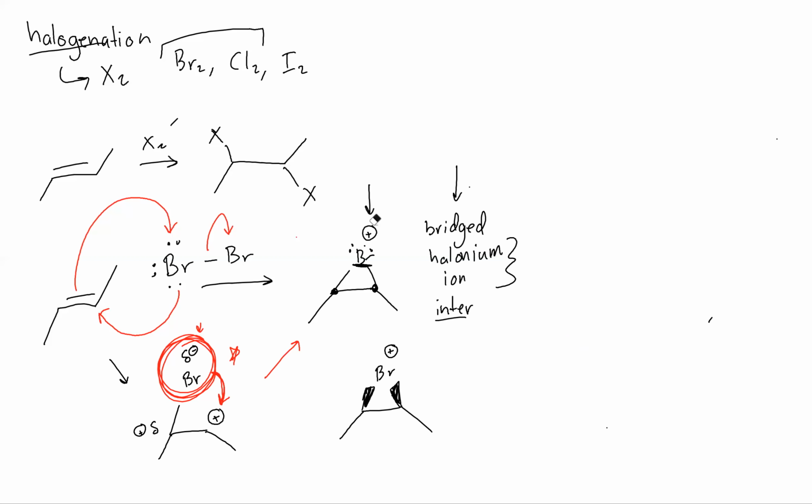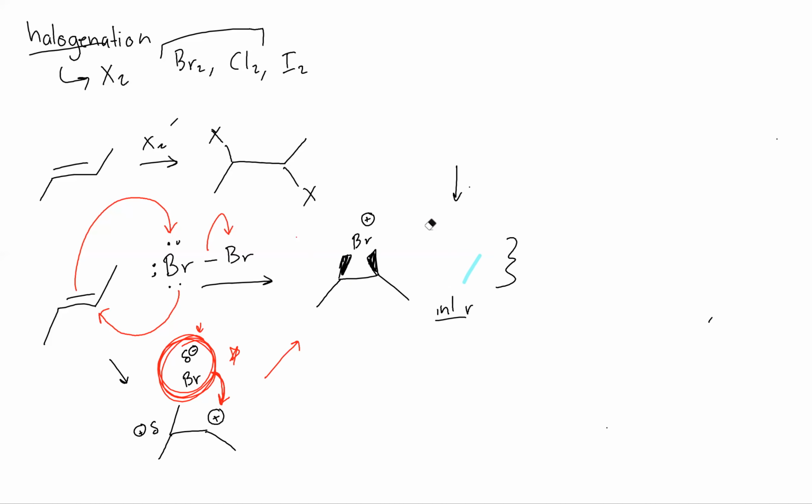I'm going to erase this one and replace it with the one that I drew with the stereochemistry. I know the bridged halonium ion intermediate confuses everyone the first time they see it. It confused me so much the first time I saw it, so I do my best to break it down for everybody.